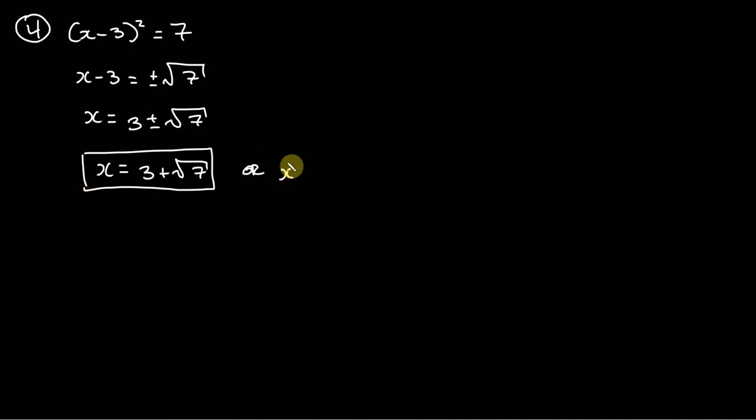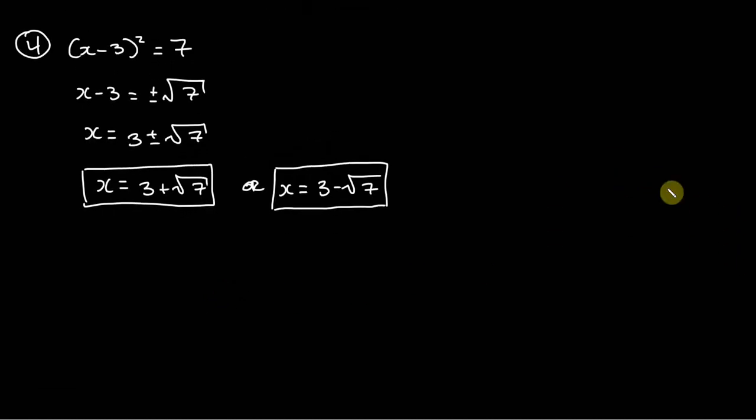Or x equals 3 minus root 7. So here are two solutions, and if you were to plug those into your calculator, you would get a decimal value, which you could then plot on the graph if you were to graph this. So yeah, overall it's fairly straightforward. I will do one more example.